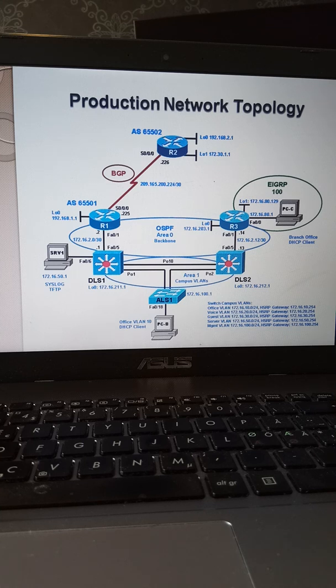In this topology, there are two distribution layer switches, one access layer switch, and two routers. We have also configured TFTP and syslog servers to monitor this network, which is very helpful to troubleshoot the network. There are five existing VLANs: office, voice, guest, servers, and the fifth one is the management VLAN.